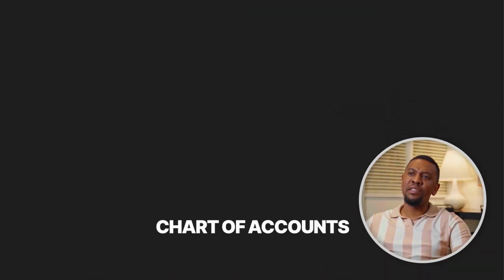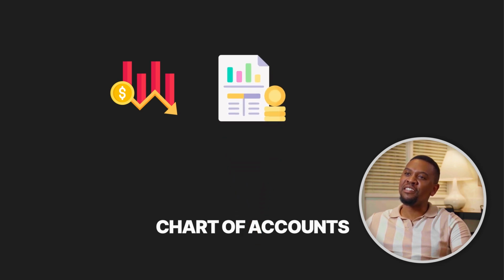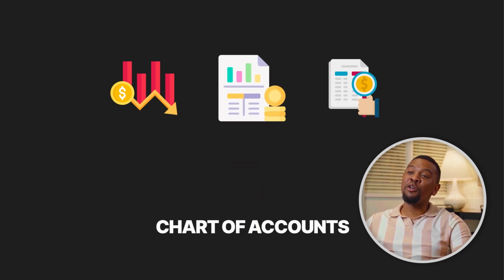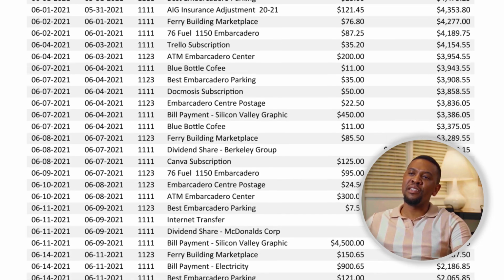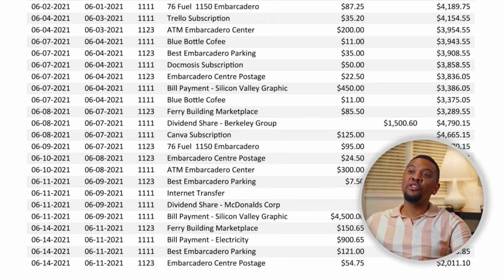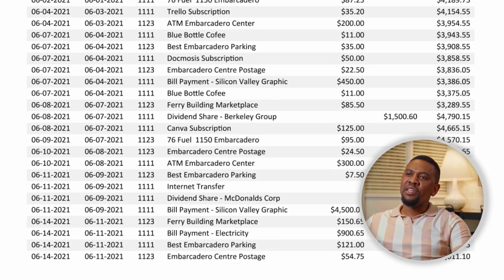So why does any of this matter? Because this is what controls how your financial reports look. Your P&L, balance sheet, cash flow statement, all of it pulls from your chart of accounts. If it's too vague, you don't get the insights you need. If it's too detailed, it becomes a mess to manage. Ever seen a profit and loss report with 30 different versions of marketing expenses? That's what happens when your chart of accounts grows without guardrails.